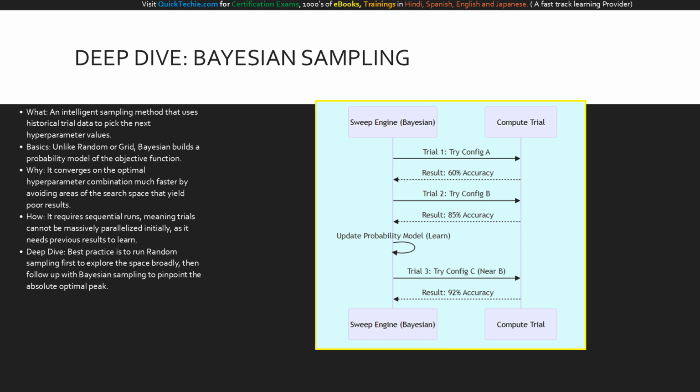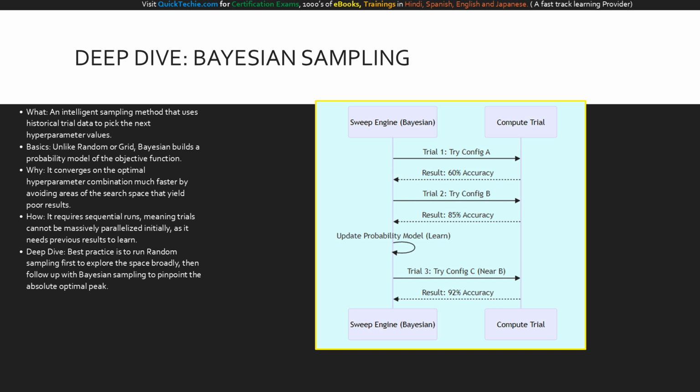How does it execute this? It requires sequential running. Because Trial 5 needs to learn from Trial 4, you cannot run 100 trials in parallel right away. Here is a senior-level deep dive strategy. Never start with Bayesian. Start with random sampling to broadly explore the vast search space cheaply. Once you find a promising general area, initiate a second sweep job using Bayesian sampling tightly constrained around that area to pinpoint the absolute best possible model.